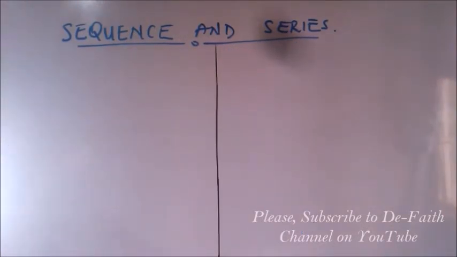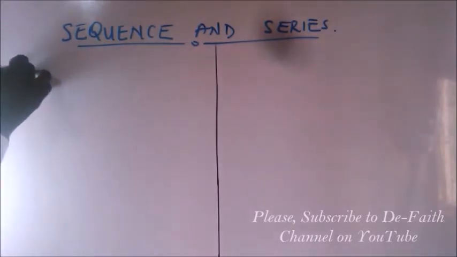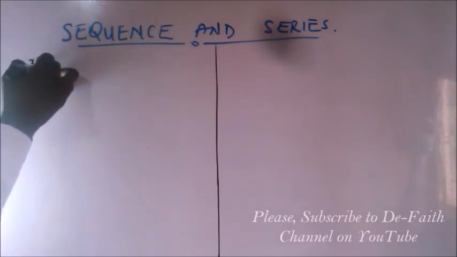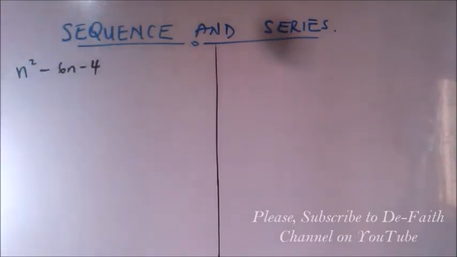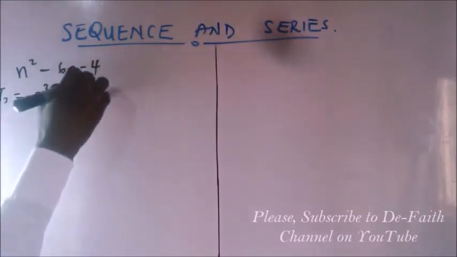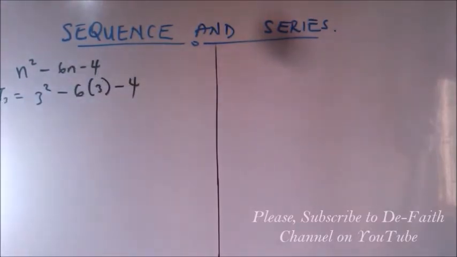Next question. The nth term of a sequence is n squared minus 6n minus 4. Find the sum of the third and the fourth term. Over here, we have a general sequence which is n squared minus 6n minus 4. And we are asked to find the third term, T3. And so we'll substitute 3 for all of the n. So we have 3 squared minus 6 into bracket 3 minus 4.